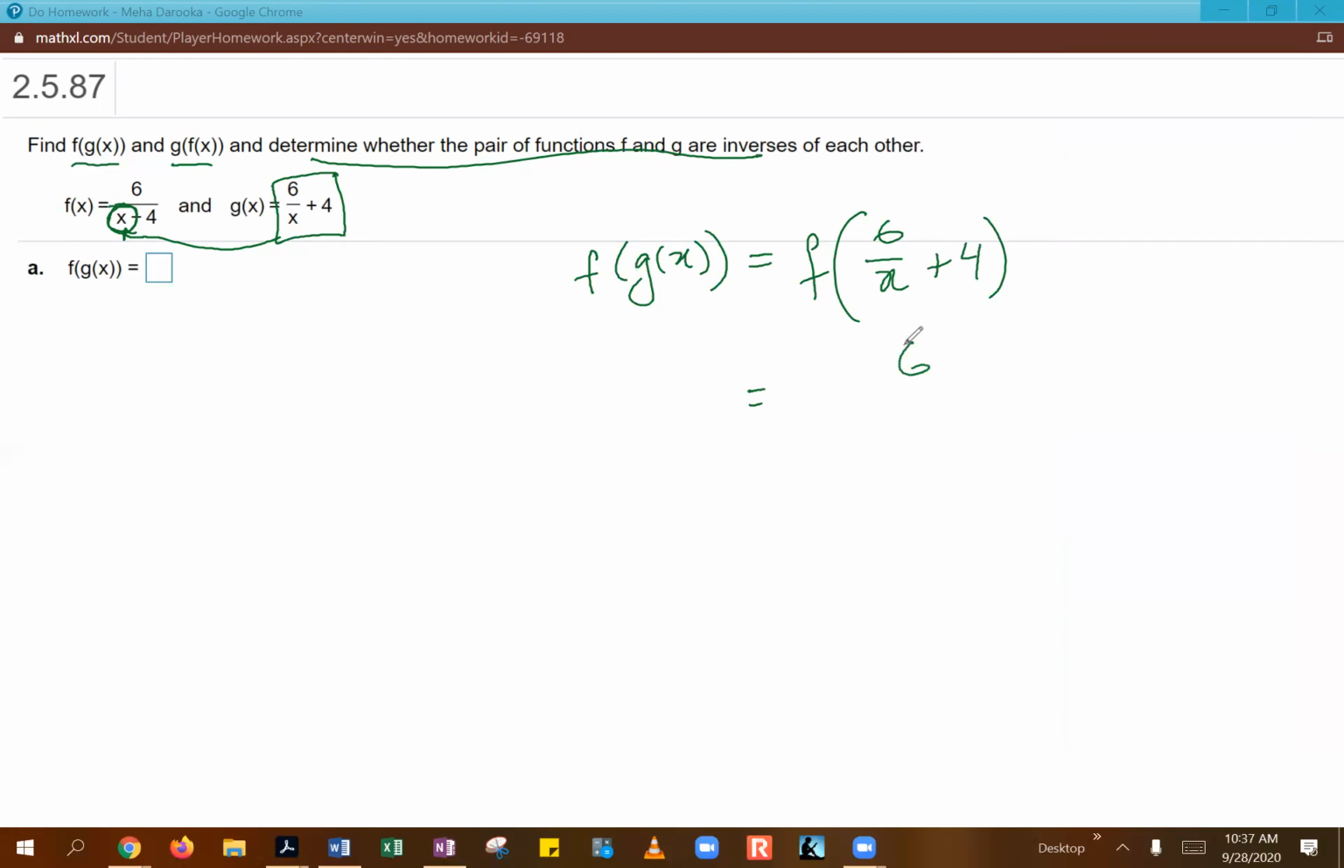So I have 6 on the numerator, x minus 4 on the denominator for my f function. But in the place of x, I am actually going to be replacing it with this whole entire thing. So you are going to have 6 over x plus 4. So like I said, literally replacing that x with this entire g of x function.